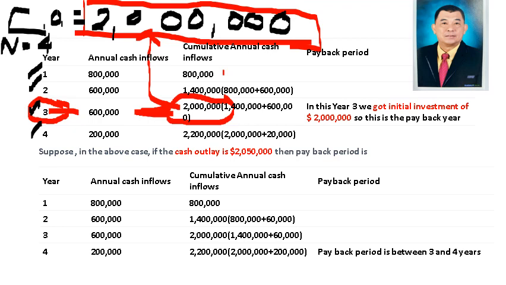Now, let's try to do another example. This time, again, this is non-uniform because 800,000 is different from 600,000. Third year, it is 600,000. And the fourth year, it is 200,000. Therefore, this one is non-uniform cash flow. Okay, clear. All right.